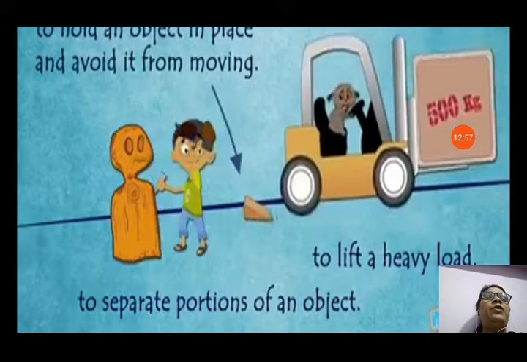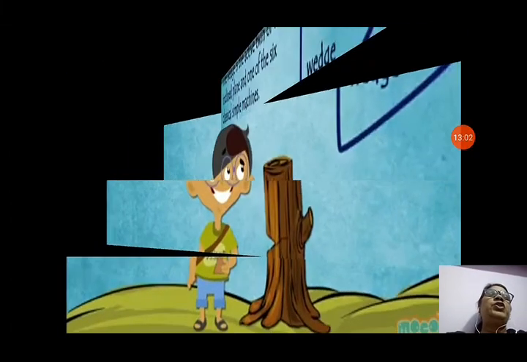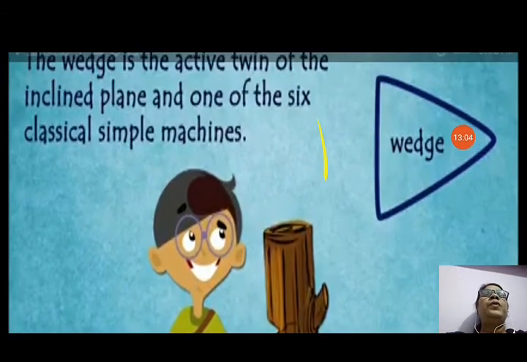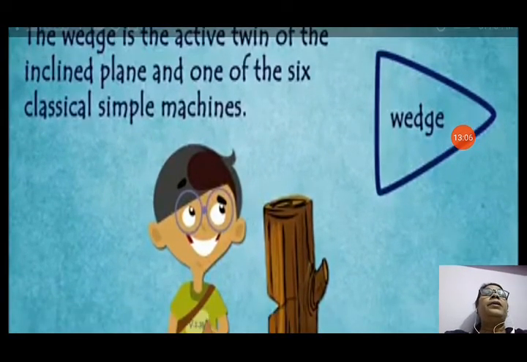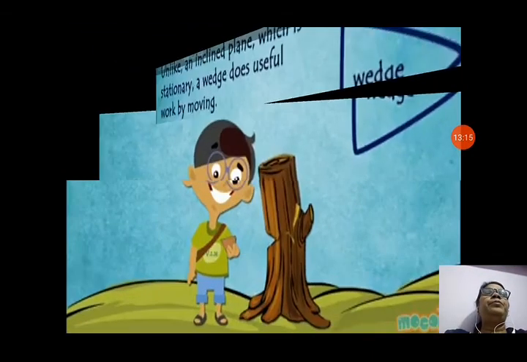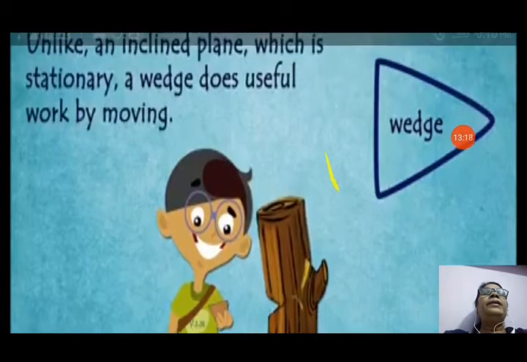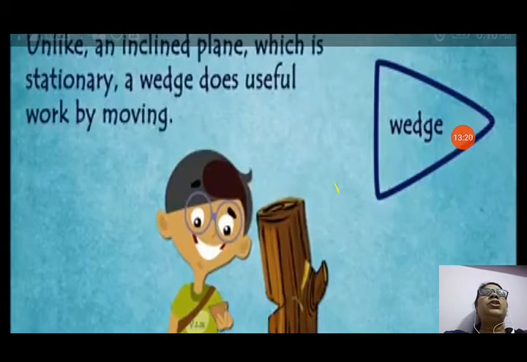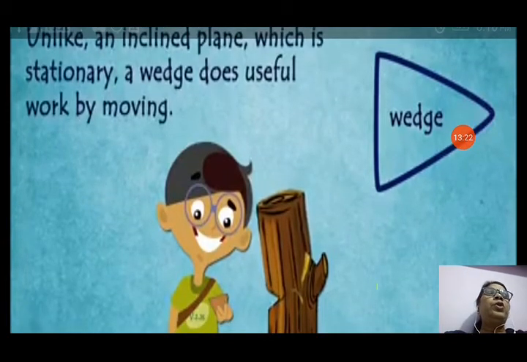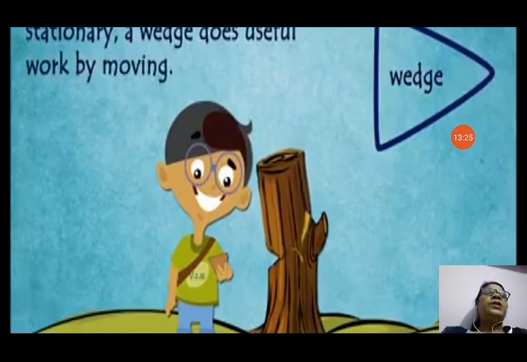To lift a heavy load, to separate portions of an object, we use a wedge. You can see here also. The wedge is the active twin of the inclined plane and one of the six classical simple machines. Unlike an inclined plane, which is stationary, a wedge does useful work by moving. So, a wedge we have to move. An inclined plane is stationary and it can work, but a wedge is a moving inclined plane.